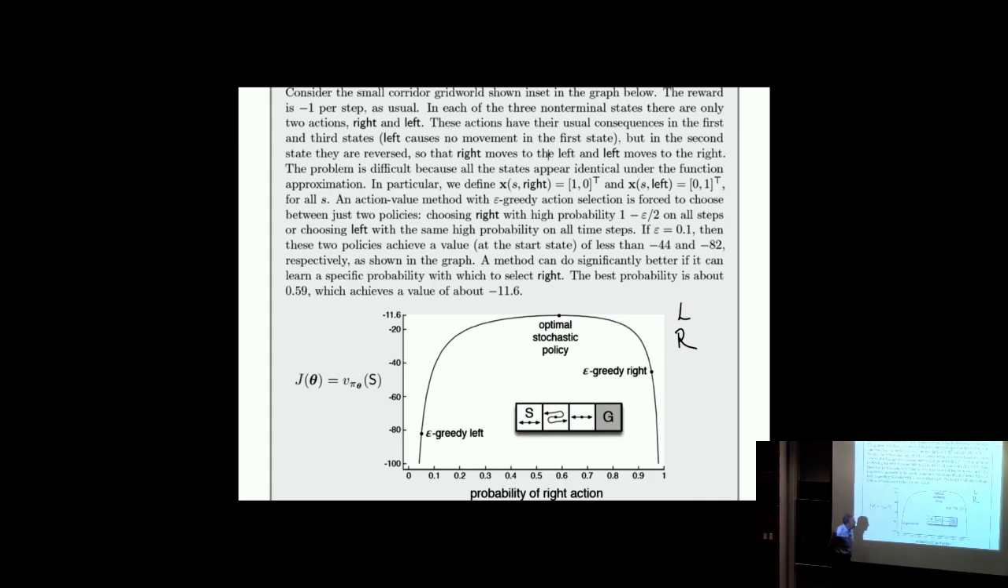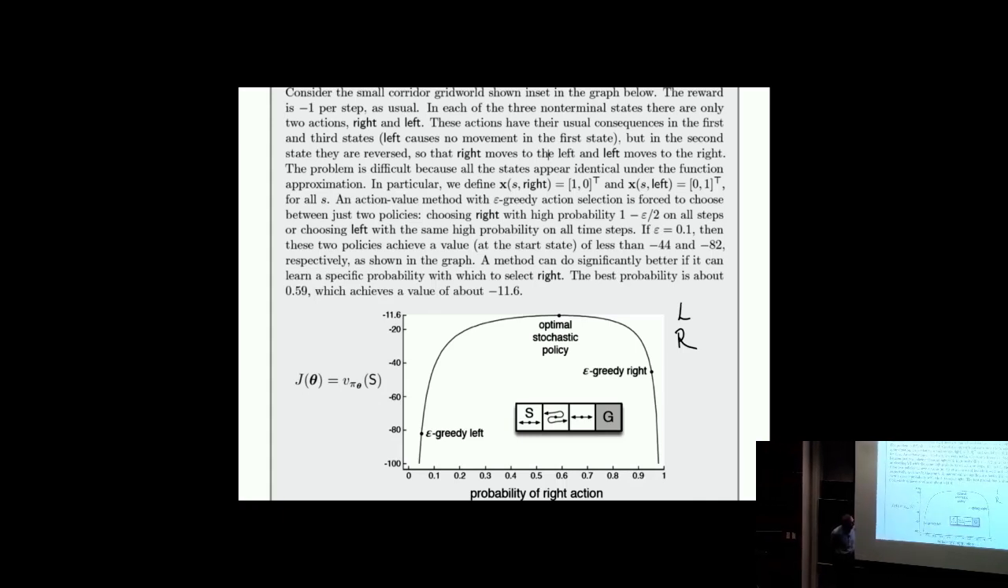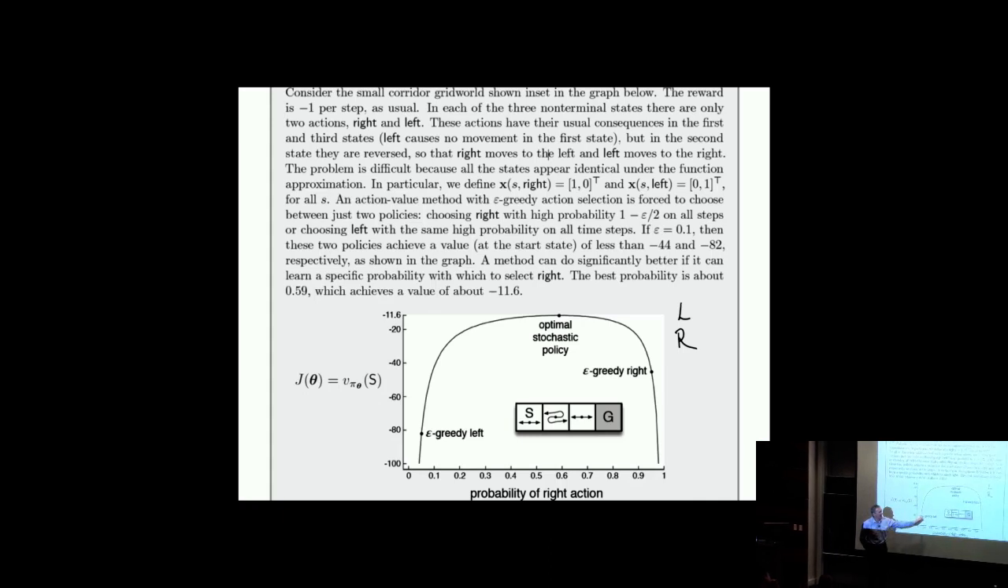And so in this case, if you think about it, if we learn a value function for this, and then we follow an epsilon greedy policy that's learned, then because these states are not distinguishable, the optimal policy will either be an epsilon greedy recommendation to go left or an epsilon greedy recommendation to go right.